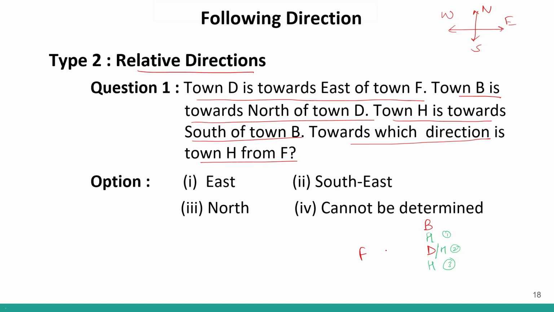So if H is here, that means it is in the northeast direction. If H is here, it means it is in the west direction. And if H is here, sorry, it is in the east direction. And if H is here, that means it is in the southeast direction. So we cannot really determine the exact direction of H with respect to F. Therefore, our answer will be option number 4, cannot be determined.